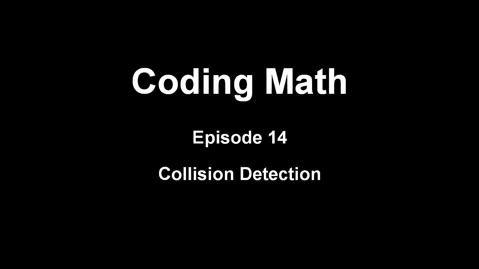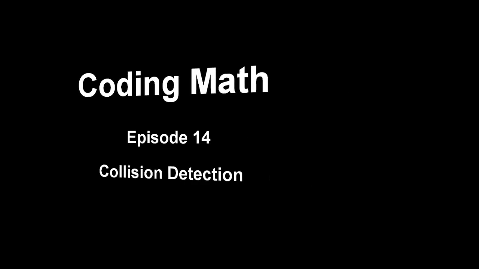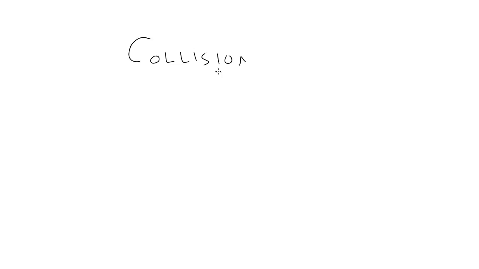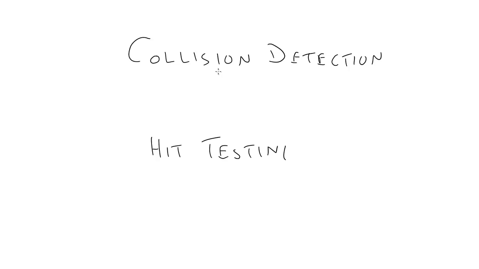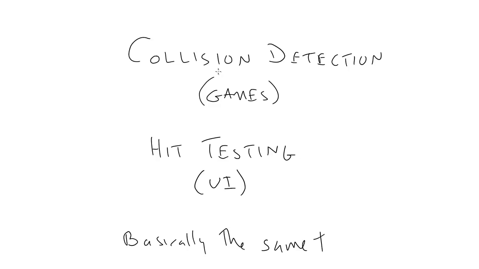This is Coding Math, episode 14, Collision Detection. Today's subject, collision detection, is also sometimes known as hit testing. Collision detection is the term most commonly used in game programming, while hit testing is probably seen more in relation to application UI programming. But basically they amount to the same thing: determining when an object has hit something, or when two objects have hit each other.